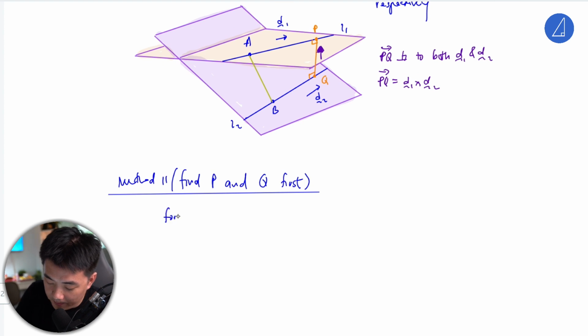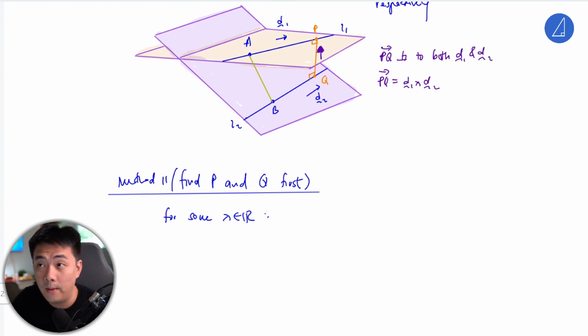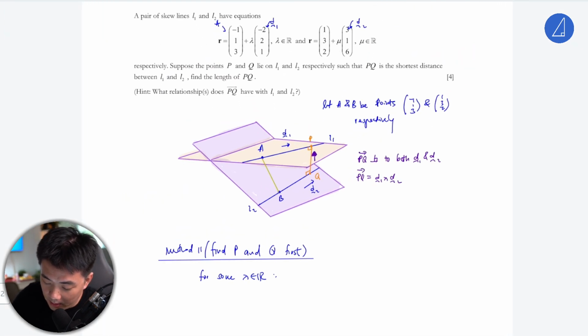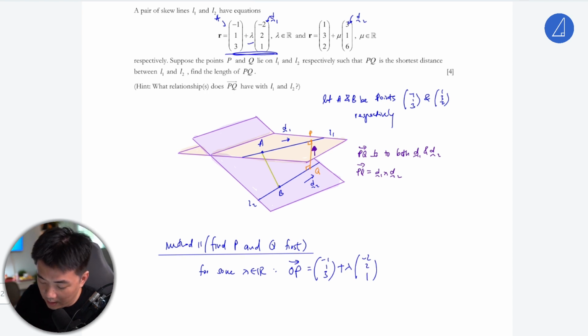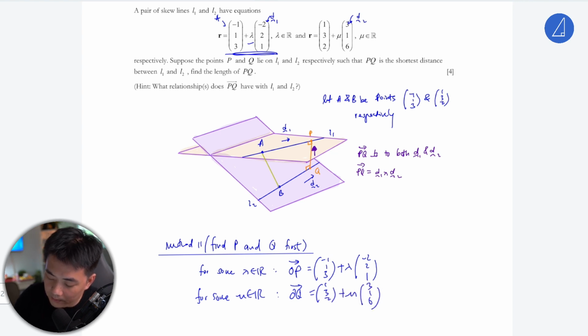So for some lambda real value, P is on the line L1. We can let P be the equation of this line here. So OP will take the line equation because we know that there's a lambda which corresponds to that point. Always see this lambda as a housing address. If you're given this lambda, you can tell which point it corresponds to on the line. So for some mu real, we know that OQ is also 1, 3, 2 plus mu 3, 1, 6. Okay, so that's it.